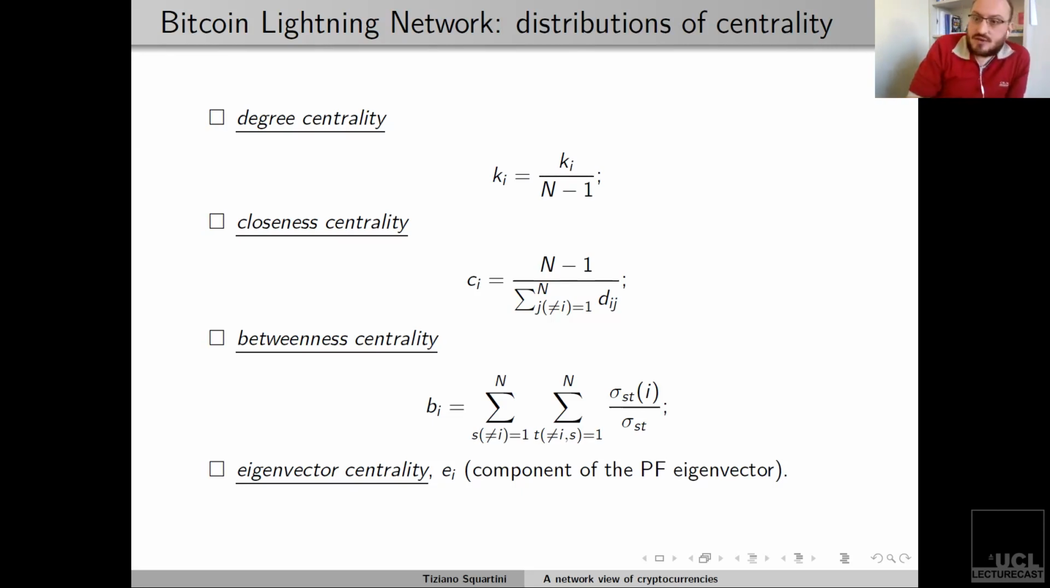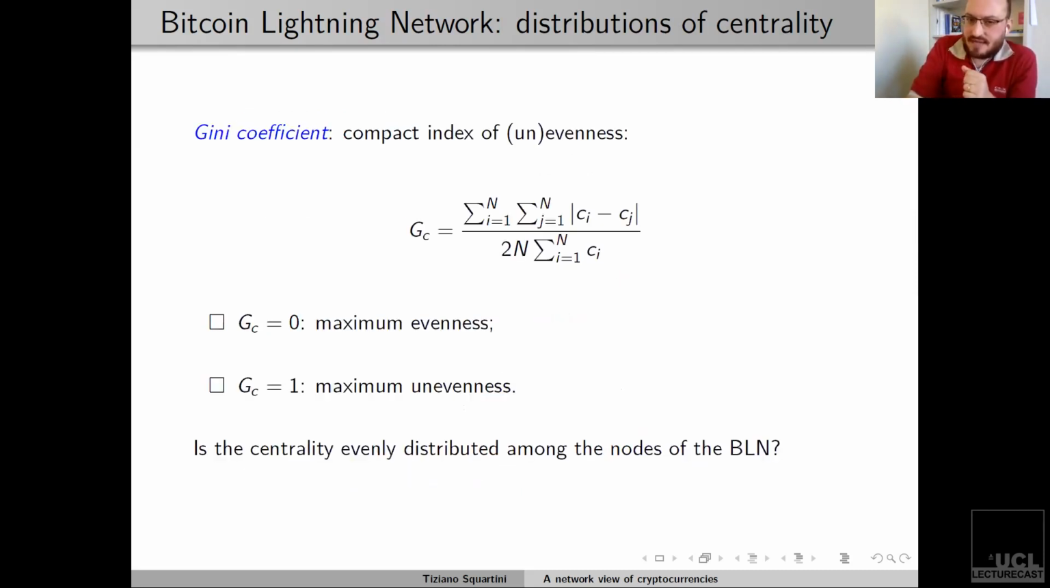The eigenvector centrality is a bit less intuitive, and basically a node with a large eigenvector centrality is connected to other well-connected nodes. It's a sort of PageRank. You have a large eigenvector centrality if you are in a club of nodes which are very well connected and connected between them. We will see better what this means.